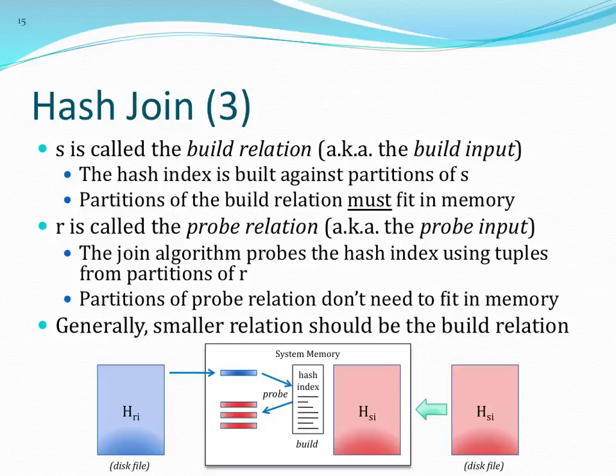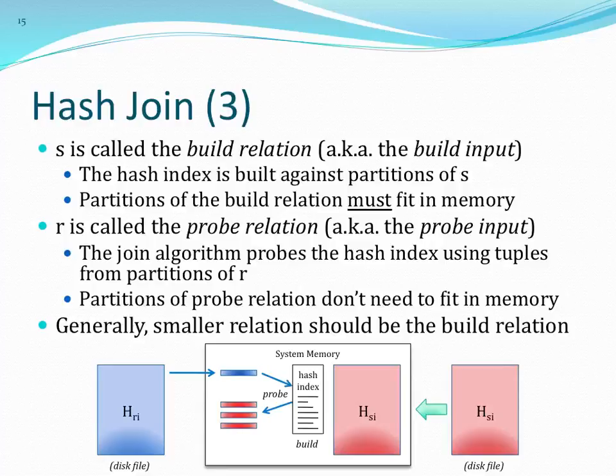So, like it says here, generally the smaller relation should be the build relation, because that's the one that you have to fit the partitions into memory. So if you keep the smaller relation on the right, then it will reduce your memory usage requirements, because HRI you can just scan through.